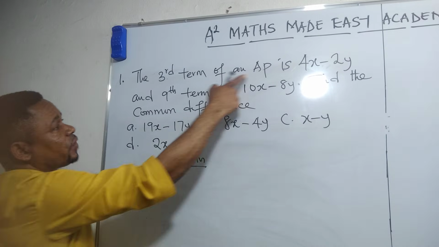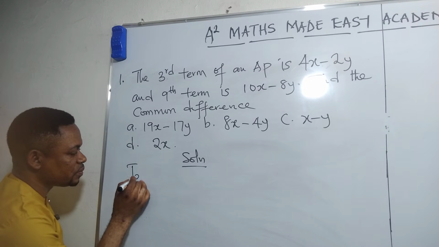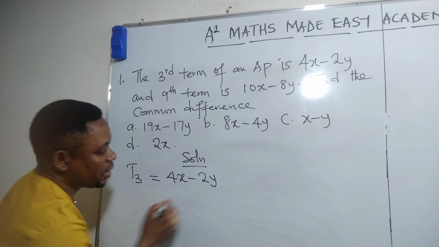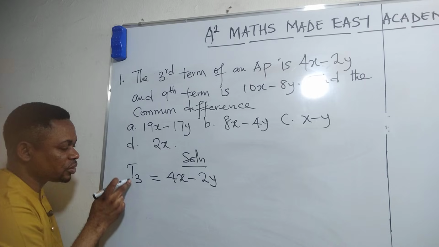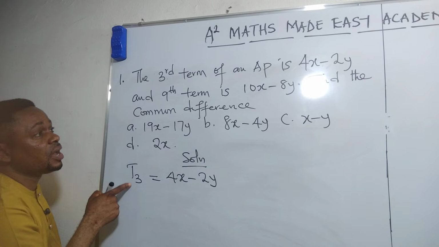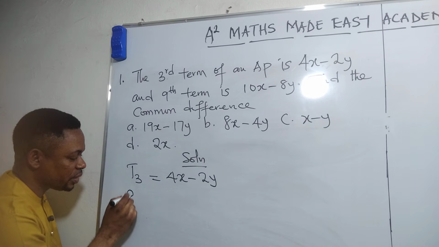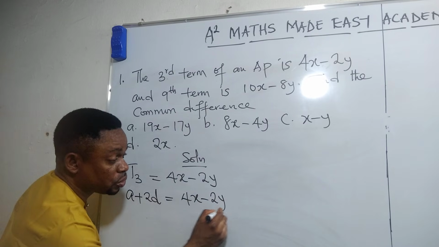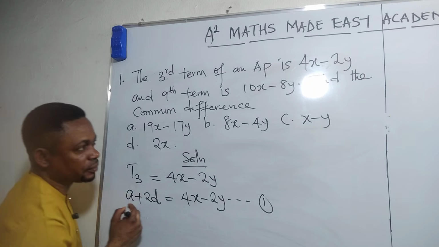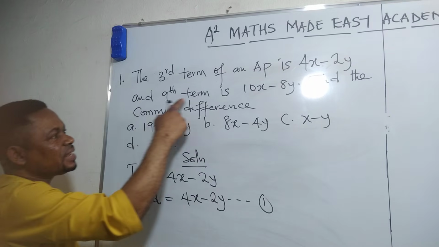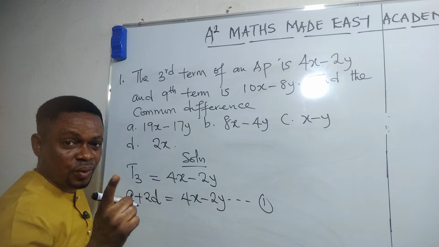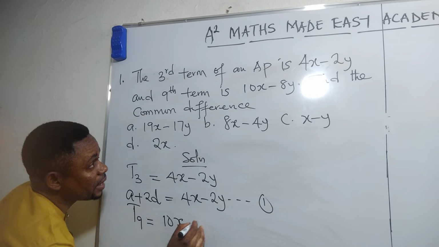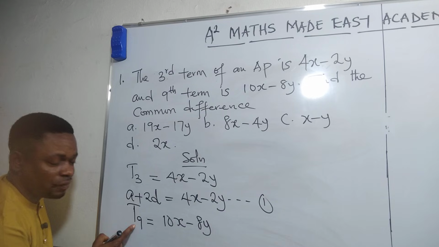Now look up. The third term of an AP, remember that the third term is t subscript 3, is given as 4x minus 2y. Now the question is, what is the formula for the third term? I taught you from the beginning of this class. So the third term of an AP is a plus 2d. Am I communicating now? Which is now equal to 4x minus 2y. Call it equation 1. Now they move again and say the ninth term is 10x minus 8y. So which means t subscript 9 is given as 10x minus 8y.